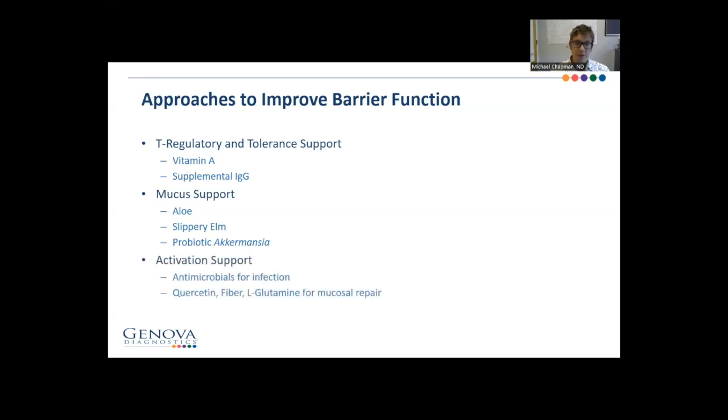And then supporting this sort of activation aspect, you're going to want to use antimicrobials if there's a dramatic infection going on, or maybe even something that's a potential pathogen. And then you want to support inflammation and mucosal repair after that has occurred. So quercetin, fiber, and L-glutamine are going to help with mitigating inflammation and repair following an infection. So those are the things to think about from the standpoint of improving barrier problems.